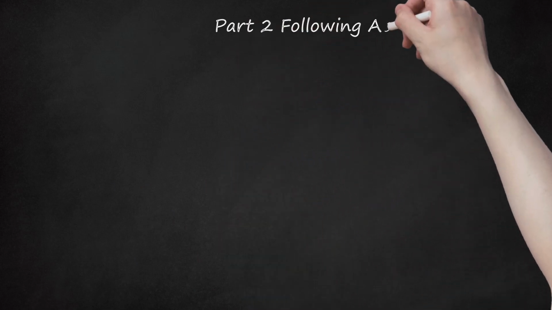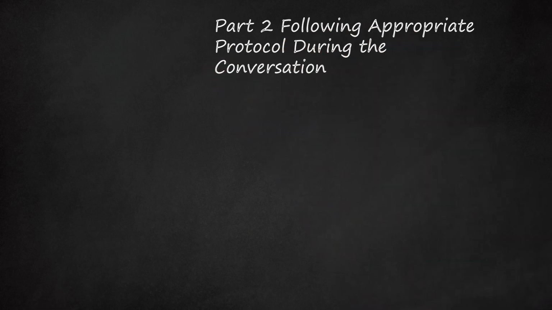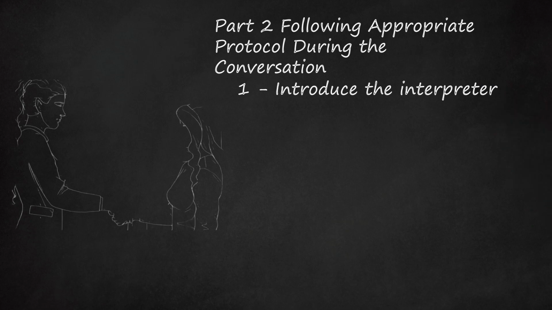Part 2: Following appropriate protocol during the conversation. 1. Introduce the interpreter. At the beginning of a group meeting, you should briefly introduce the interpreter by saying, "This is name, and she will be the interpreter for today." This will let everyone know what the interpreter's role is in the room and acknowledge her presence for the deaf person. You may then want to allow the deaf person to introduce herself to the group, using the interpreter.